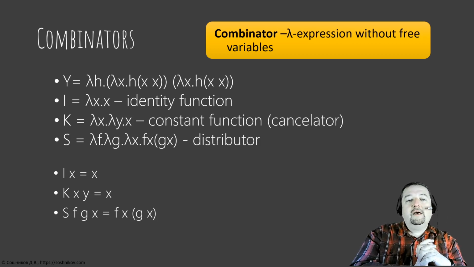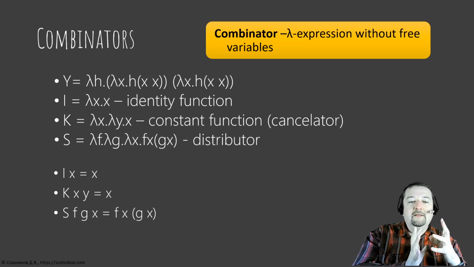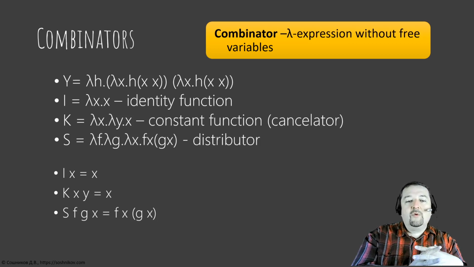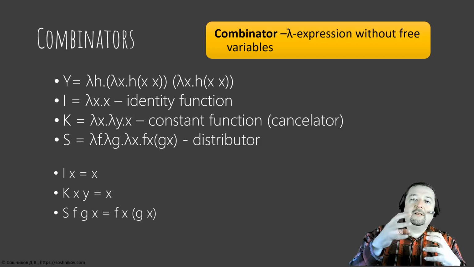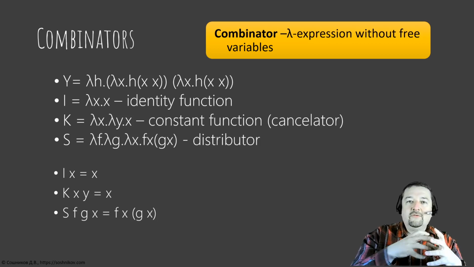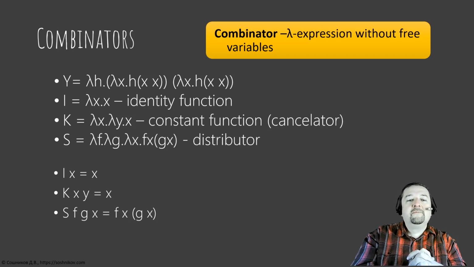I can have another combinator which is called K. K is called the cancellator. And the idea of it is that it's defined as lambda x, lambda y, x. So if I, for example, compute K of 5, it gives me the function which returns 5 regardless of the argument, right? So it kind of cancels the argument and returns the value. And then there is another combinator which is called the S combinator or distributor.